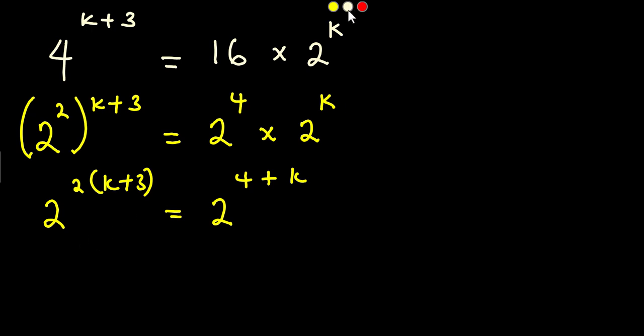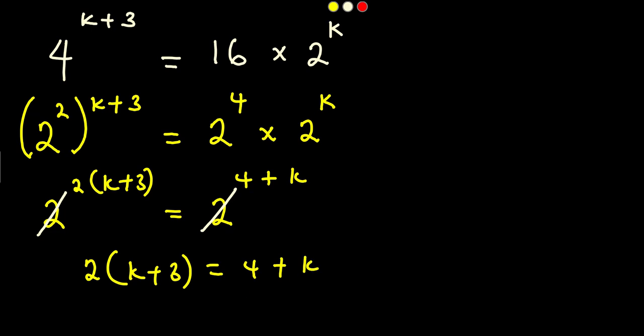Now obviously you can see that you can cancel out the base number because they have the same base, so I might as well cancel out this base 2 and the base 2 on the left side also. So now we have left 2 bracket k plus 3 equals 4 plus k. I think we're getting somewhere now. So if you expand this equation on the left, 2 times k is 2k plus, and 2 times 3 is 6, equals 4 plus k.